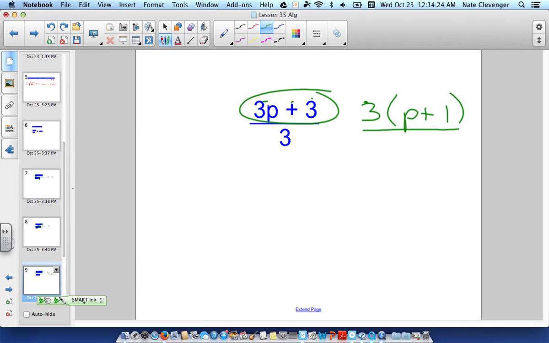And then on bottom, I have a 3. Now this looks like the situation we had earlier on the 2 screens before, where I have 3 times this quantity, so I can now divide or reduce those down to 1 and 1. And so your answer would be p plus 1.